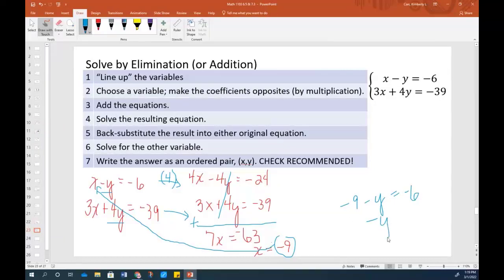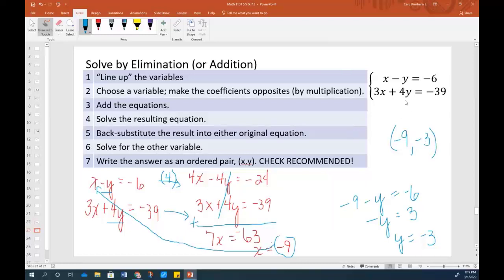Add 9 to both sides. Negative 6 plus 9 is 3. Divide both sides by negative 1, and y is negative 3. So I got negative 9, negative 3.